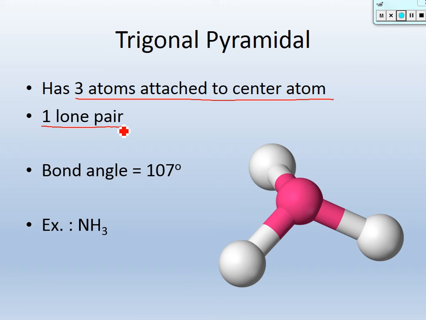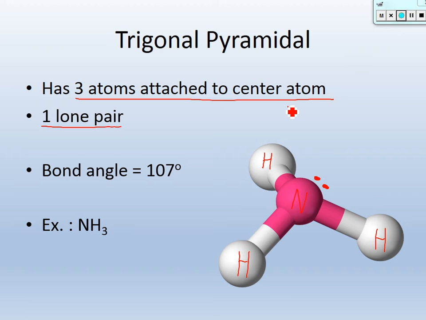Here's an example of a trigonal pyramidal molecule, NH3. So this is my nitrogen. This is hydrogen. This would be a hydrogen, and this one's a hydrogen. But nitrogen would have a lone pair right here. So if it's got a lone pair and three atoms attached to it, it's trigonal pyramidal. And it kind of looks like a pyramid.